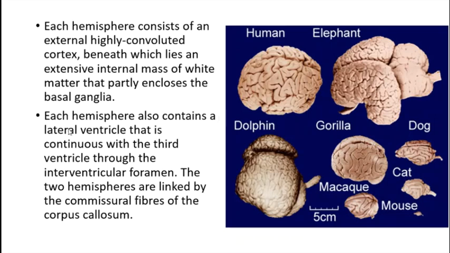Each hemisphere also contains a lateral ventricle that is continuous with the third ventricle through its interventricular foramen. I hope you know this one by now. The two hemispheres are linked by the commissural fibers of the corpus callosum.